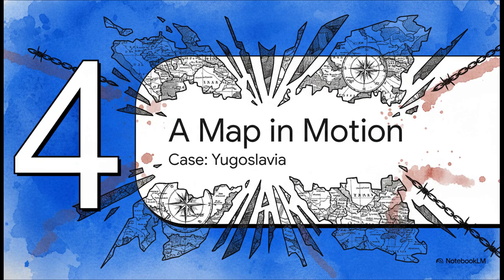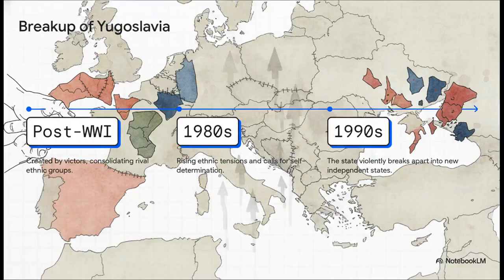Okay, so let's bring all these forces together and look at one of the most dramatic, most violent examples of a map in motion, the breakup of Yugoslavia. This is what happens when sovereignty, nationalism, and history all collide at once. This timeline gives us the essential backstory. You see, Yugoslavia was never really a natural nation-state. It was created after World War I by outsiders who essentially stitched together a bunch of rival ethnic and religious groups. It held together for decades, but by the 1980s, those old seams started to tear as calls for self-determination just got louder and louder.